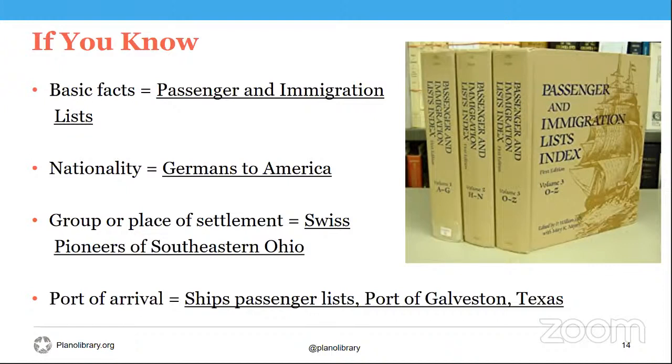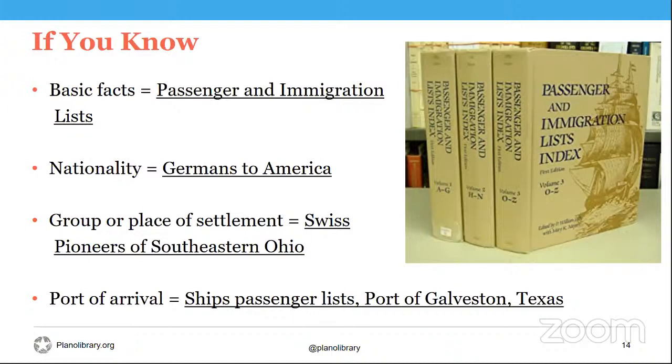It's not an easy book because what you do is you find a name and then you find an abbreviation to the book or the magazine or the newspaper or whatever to go to see the original list. So this is just an index where they went through everything they could get their hands on that listed passengers and immigration and made it into an index.